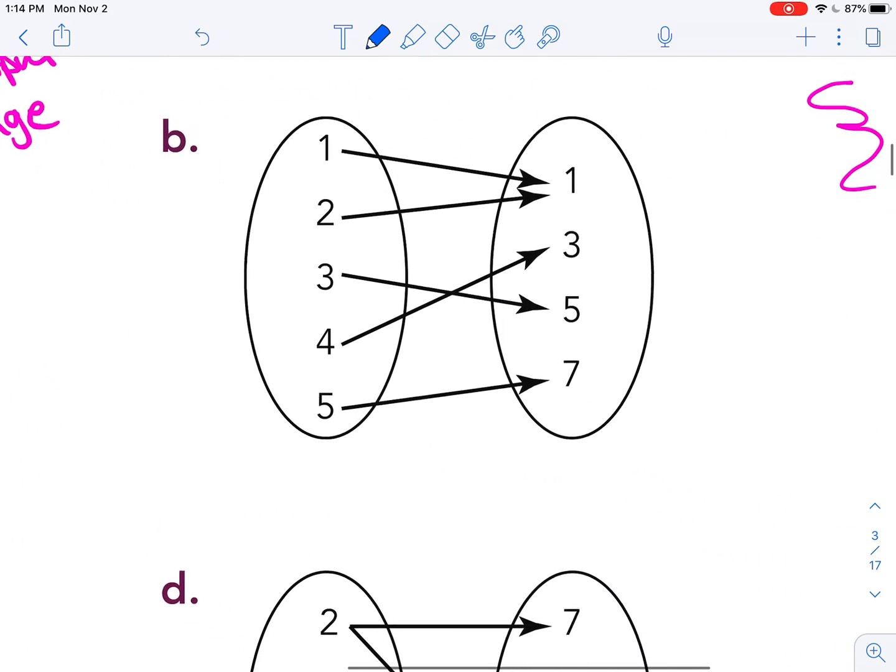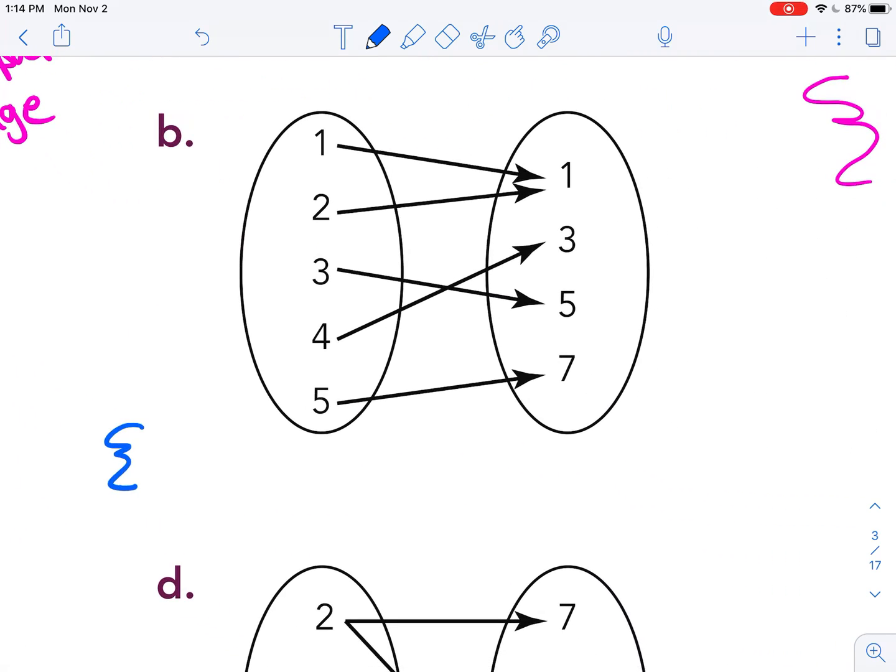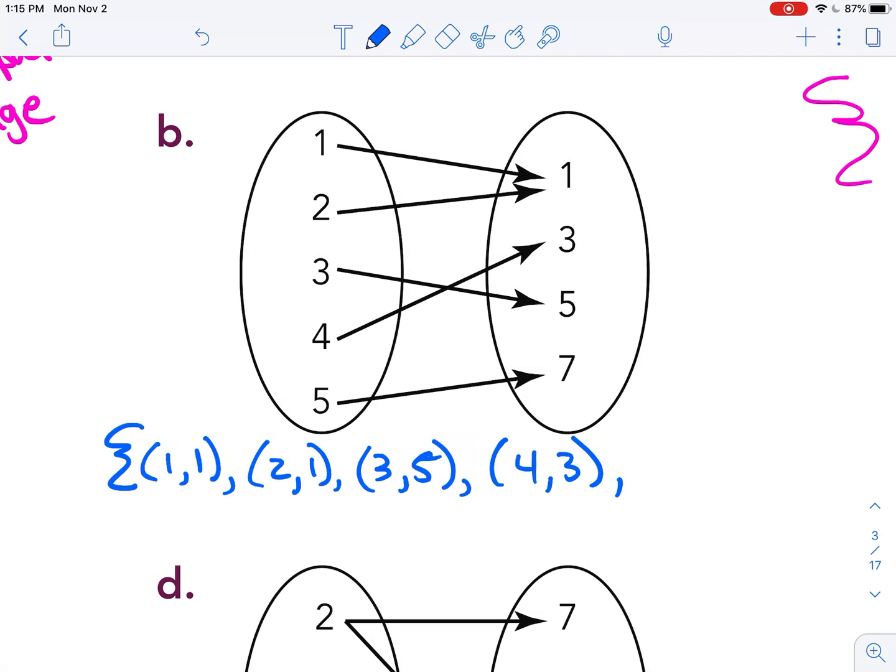So we do the same thing over here. As I look at this, the 1 goes to 1. The 2 goes to 1. The 3 goes to 5. The 4 goes to 3. And the 5 goes to 7.